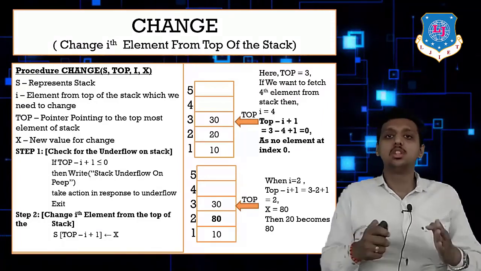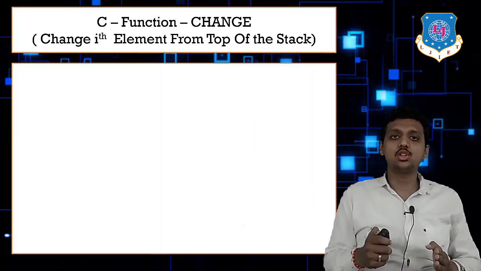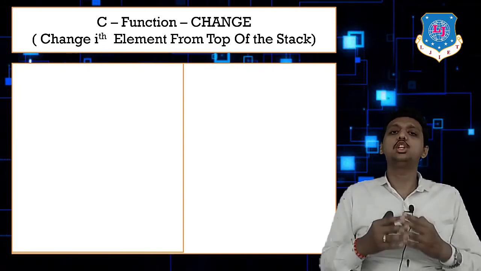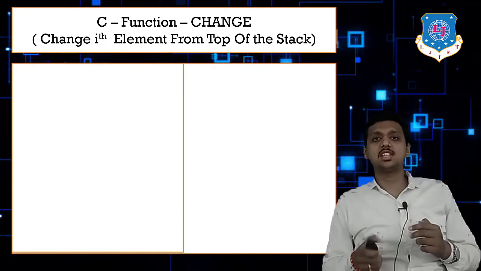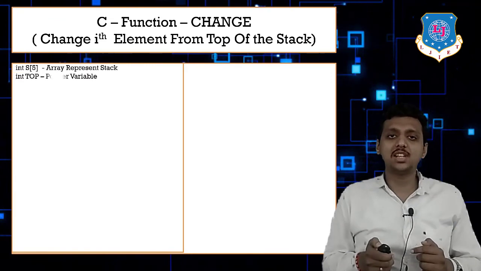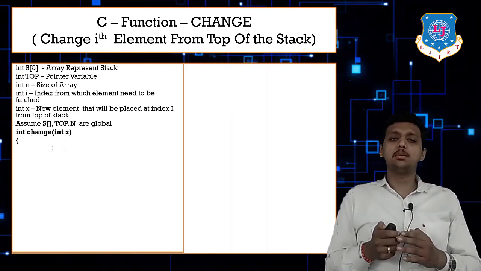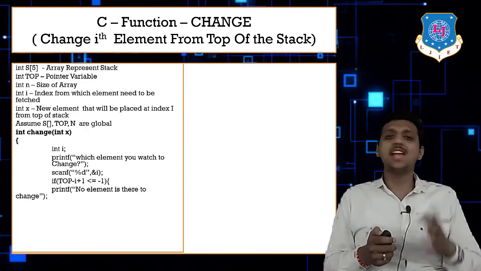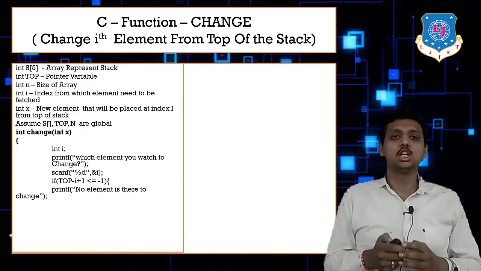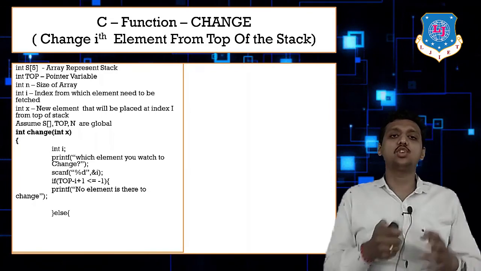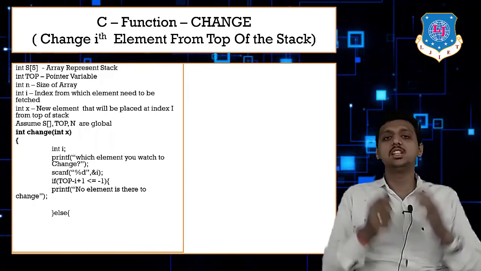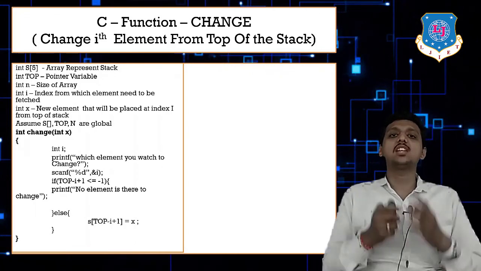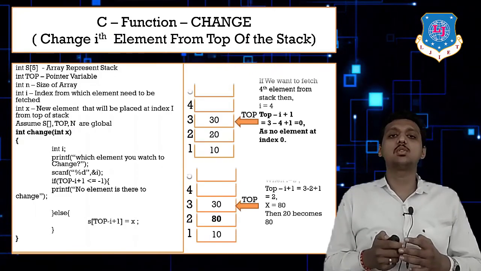Next we have the C function for change. Here we need to change the ith element from the top of the stack. The function goes like the peep: first we need to take the I value, then x is already passed as a parameter. Check the condition: if top minus I plus 1 is less than or equal to minus 1, then there is no element to change. If not, then just write S of top minus I plus 1 is equal to x.